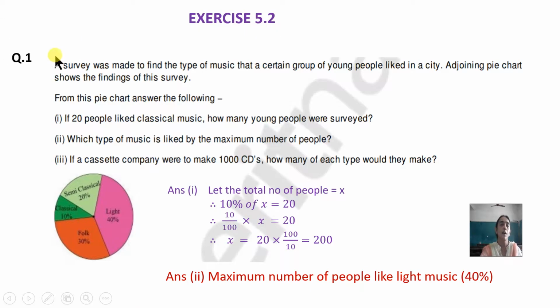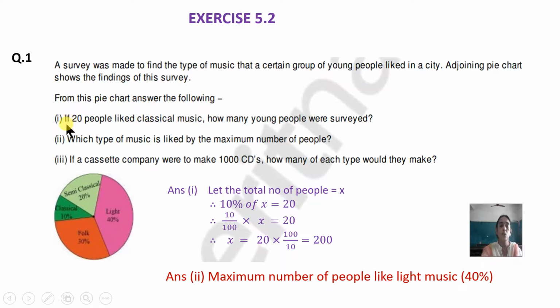Exercise 5.2, the first question says that a survey has been made to find the type of music that a certain group of young people liked in a city. The adjoining pie chart shows the finding of this survey. I have drawn the pie chart here. From this pie chart, you have to study it and answer the following.